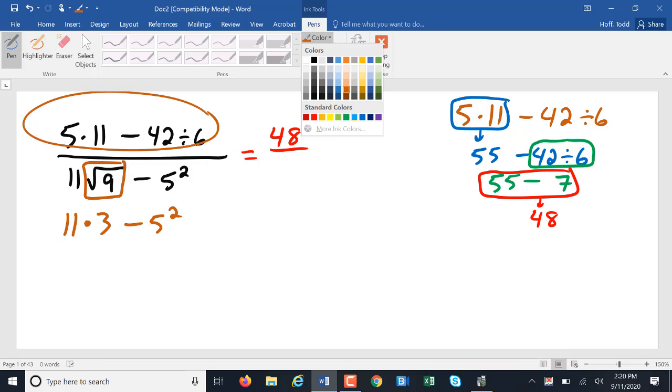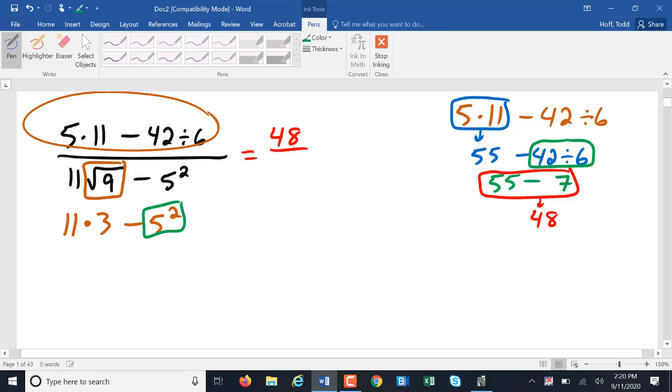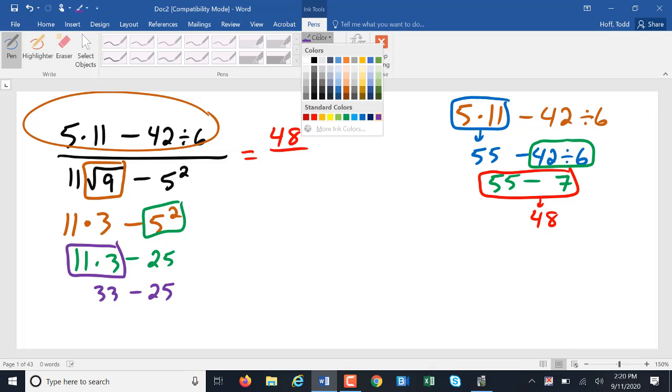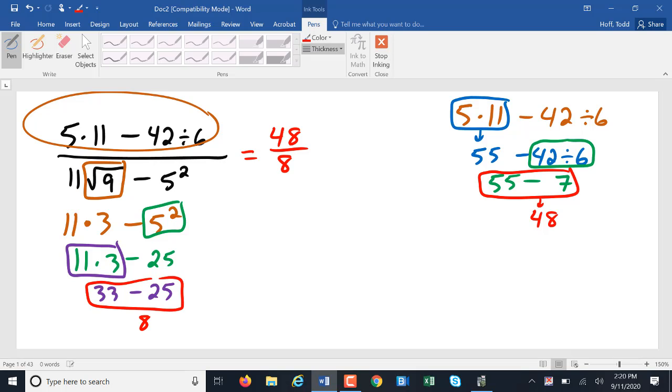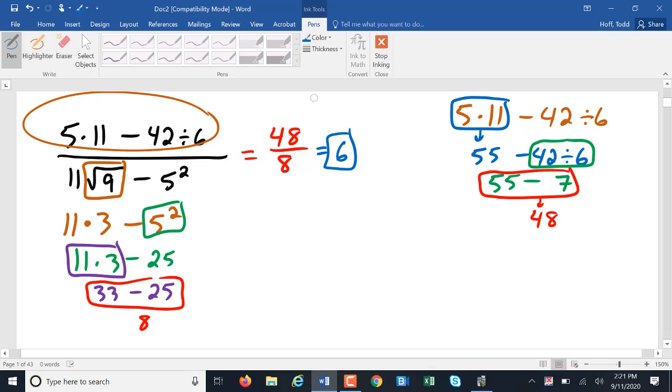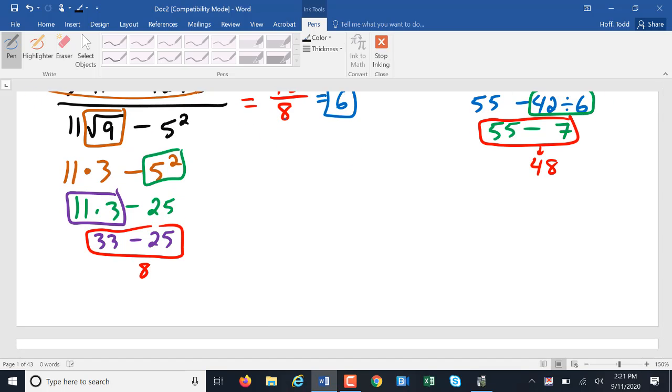What's next? 5 squared makes 25. And then 11 times 3 is 33. And then we subtract. 33 minus 25 makes 8. So the bottom reduces to 8. We do 48 divided by 8 makes 6. Good. So that reduces to a 6. I realize I'm a couple minutes late on our break. We'll do one more example, then we'll take our break here.